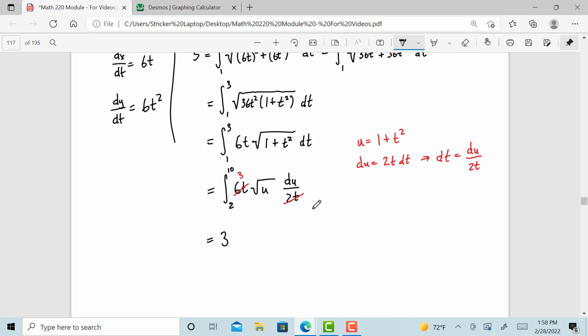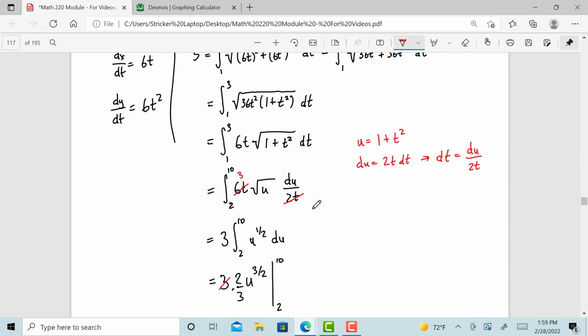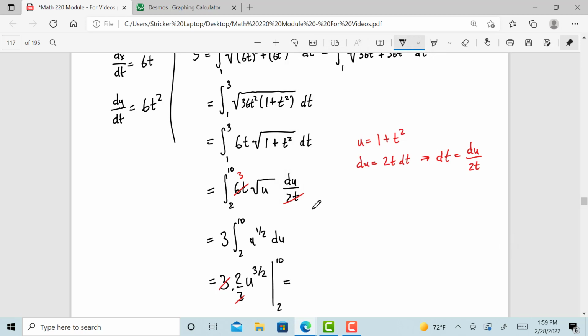and we want to treat this as a power, so we have the integral from 2 to 10 of u to the 1/2 du. And we use the power rule, we get u to the 3/2 times 2/3, evaluated from 2 to 10. 3 times 2/3 is just 2. So we get 2 times 10 to the 3/2 minus 2 to the 3/2.